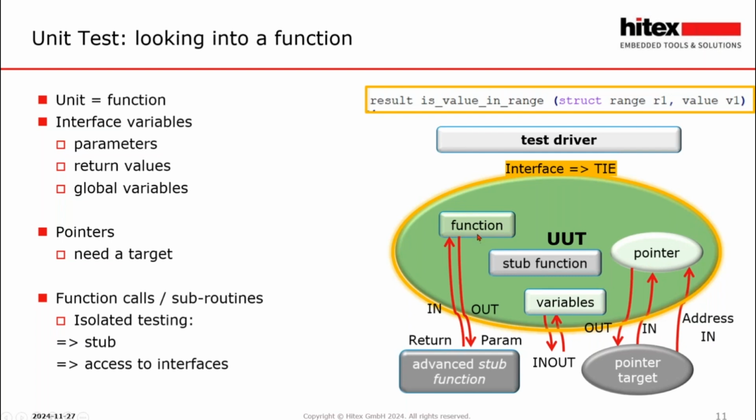The yellow is the interface, and here the red ones. That means with an advanced stub, I can simply have the interface of the subroutine as part of the interface of the unit under test. But of course, think about if you have a parameter here, you will have expectations to the parameter. And vice versa, if you have a return from the subroutine, it's an input. So the interface is only changed, vice versa. Okay, so far the theory.